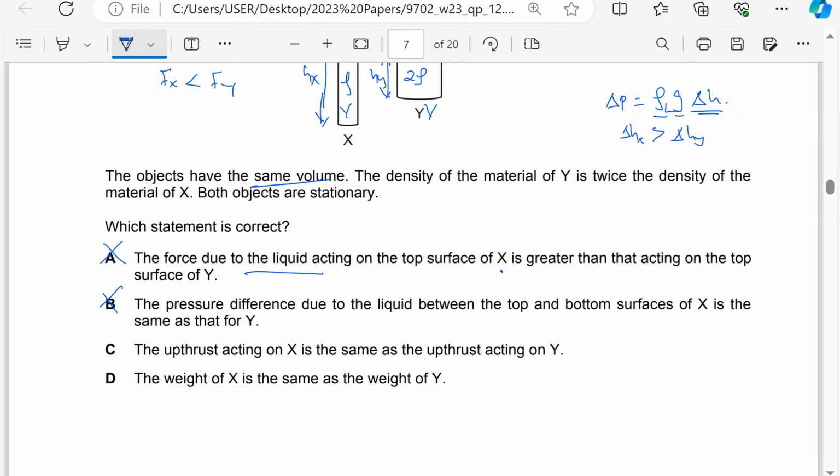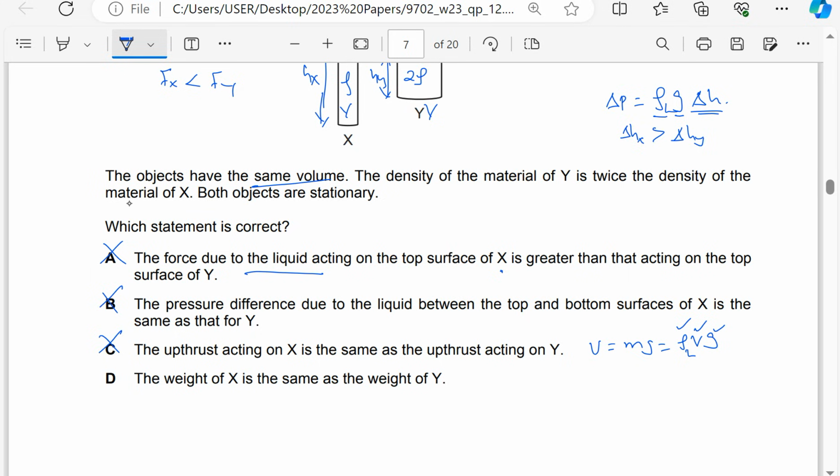The upthrust acting on X is the same as the upthrust acting on Y. Of course, upthrust is equal to mg, which is equal to the density times V times G, where this is the density of the liquid. Remember, the volume is the same. The density of the liquid is not depending on the objects themselves, and G is a constant. So that means the upthrust is going to be the same. So this one is not a correct statement.